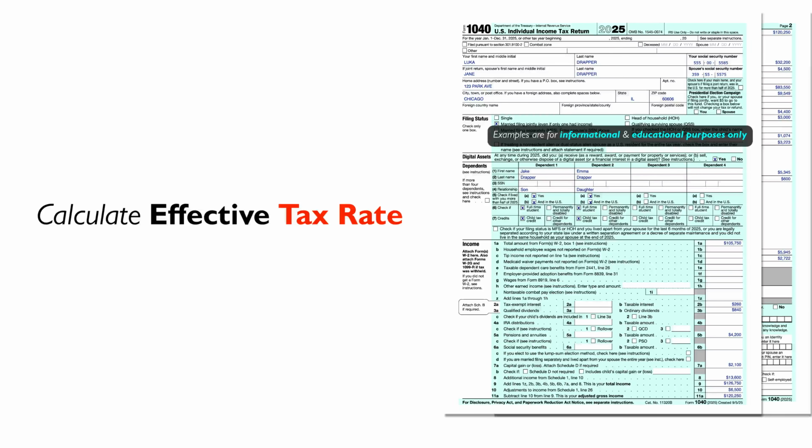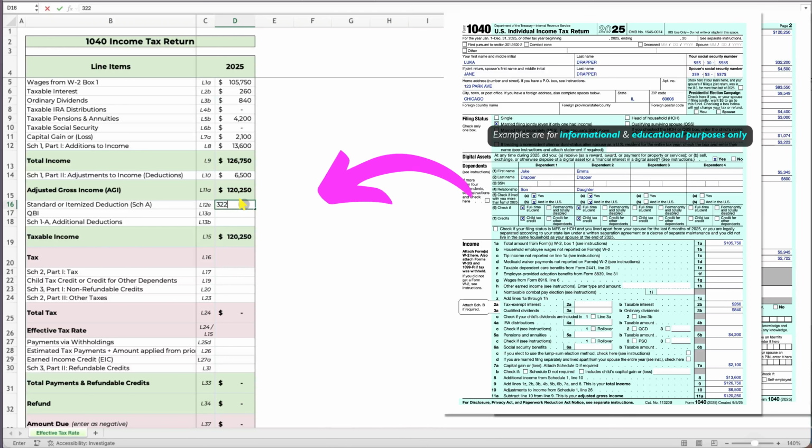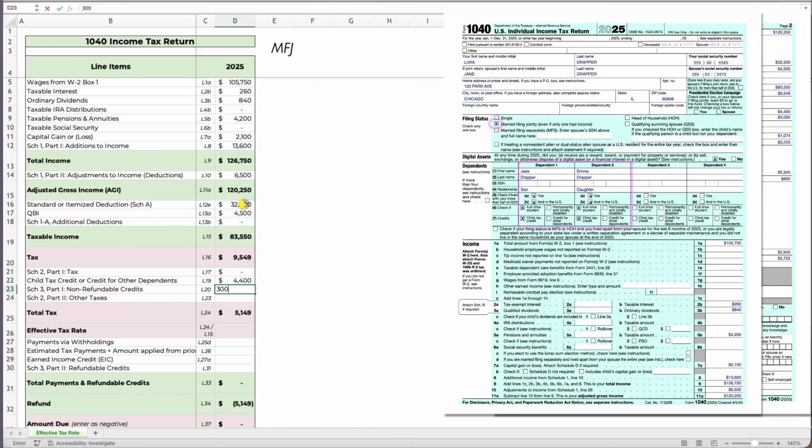Let me show you how to calculate the effective tax rate. You can pull the necessary data from your 1040. I'm going to use the 2025 1040 income tax return as an example for married filing jointly with 2 children.